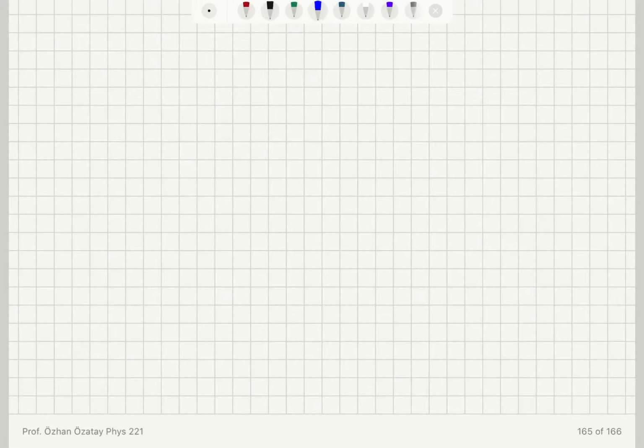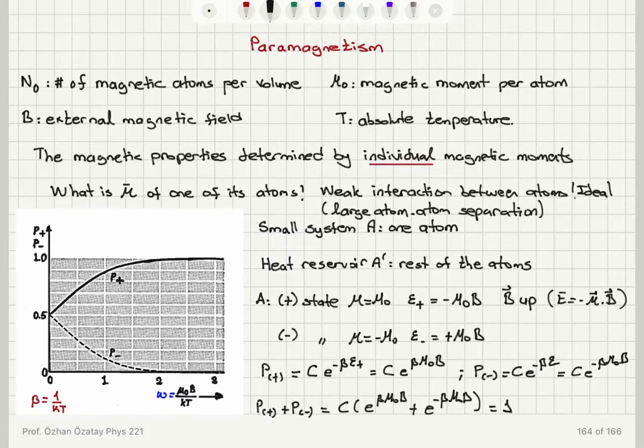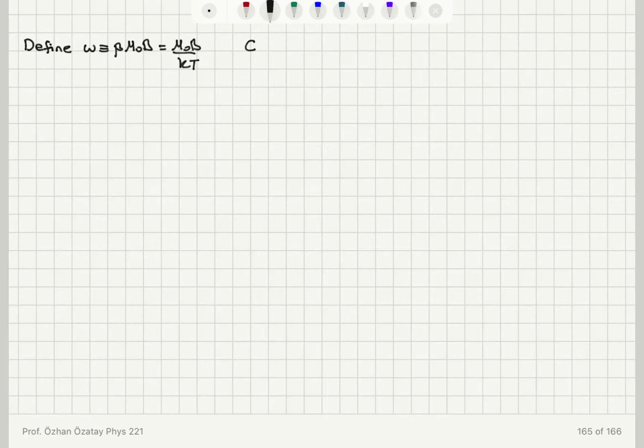So basically I have defined this quantity omega, which is beta times mu 0 B, which is mu 0 B over kT. And by the way, I should finish this calculation here. This constant c in the probability distribution, I found from the normalization condition to be 1 over e to the beta mu 0 B plus e to the minus beta mu 0 B.